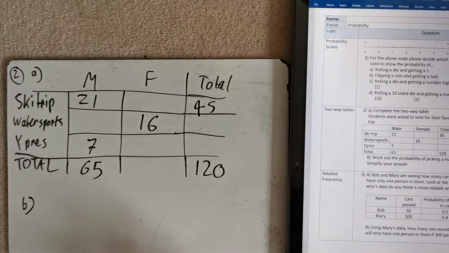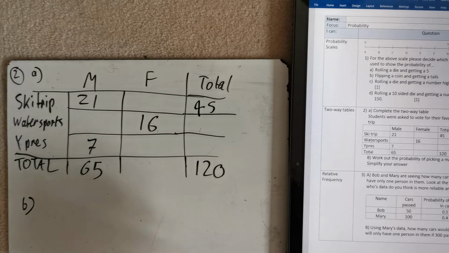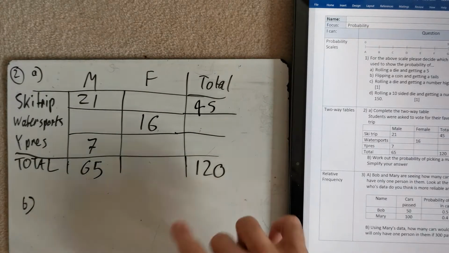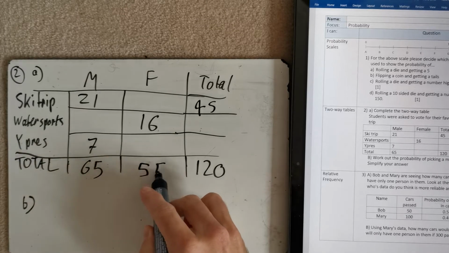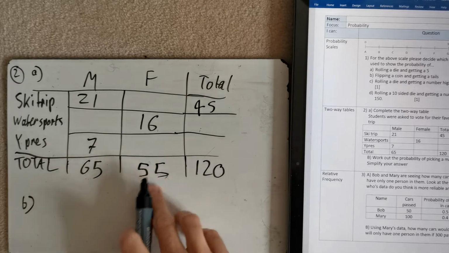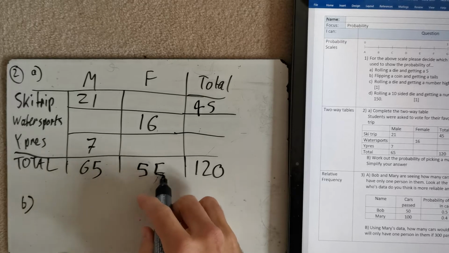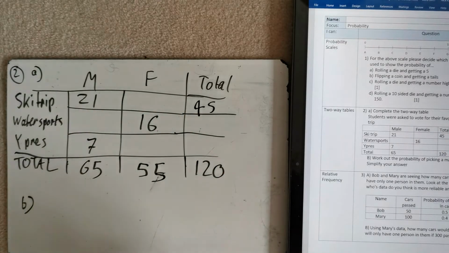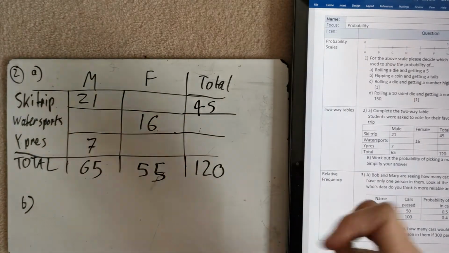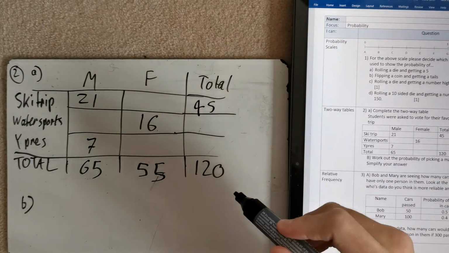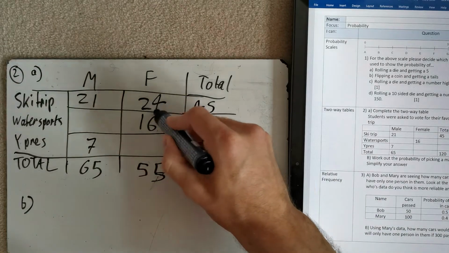My personal preference, I'm going to start here because these look like nice numbers to use. So 120 take away 65 is going to be 55 there. Next up, what else should we do? These look like easy numbers to use. So 21 plus something equals 45, so 45 take away 21 is going to be 24.